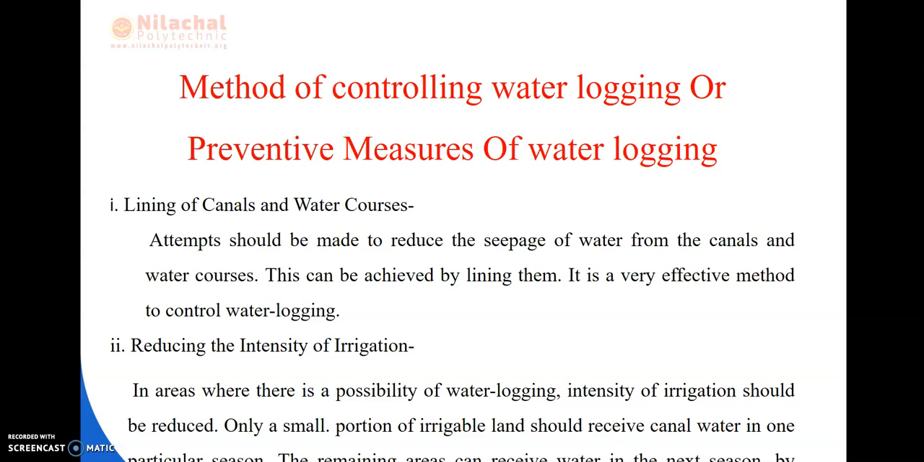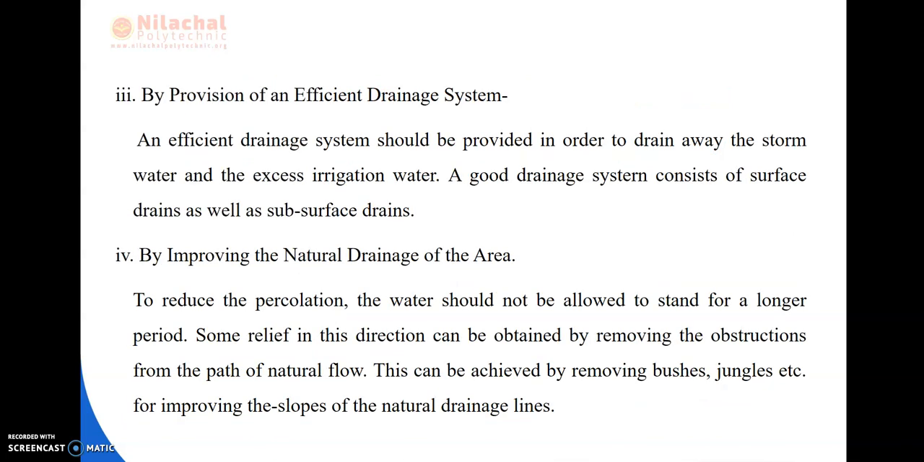Next, reducing the intensity of irrigation. In areas where there is possibility of waterlogging, intensity of irrigation should be reduced. Only a small portion of irrigable land should receive the canal water in the particular region. The remaining areas can receive the water in the next season by rotation.